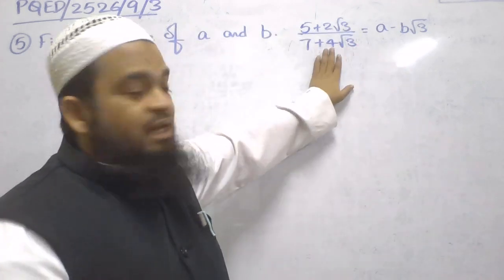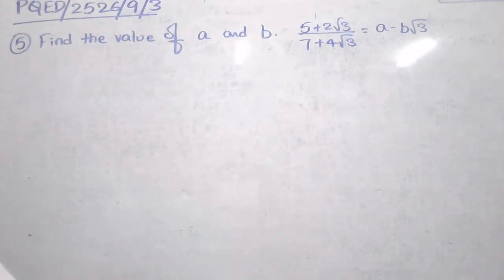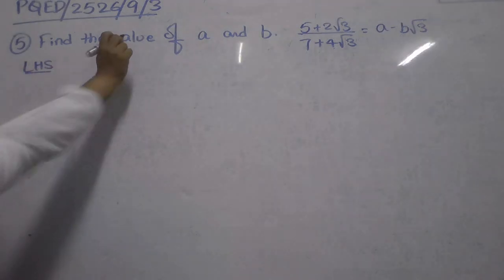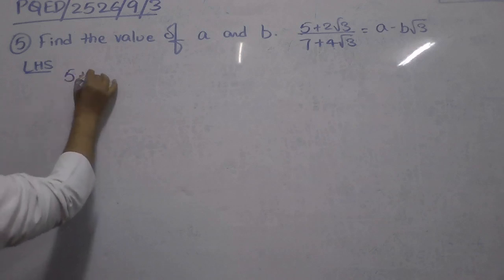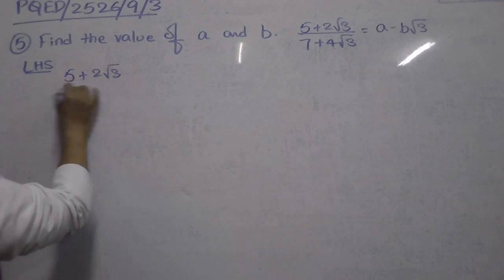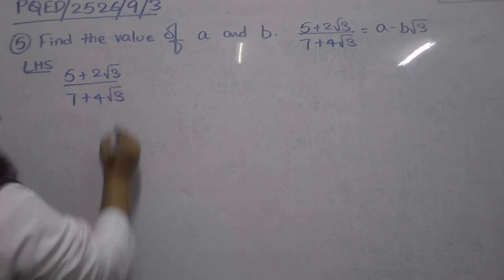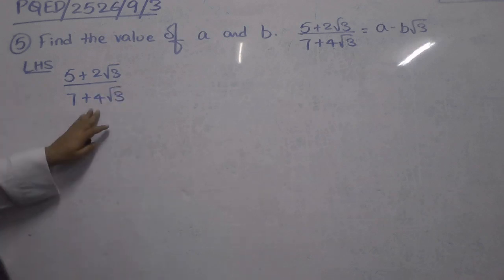So first take the left hand side. So what is the left hand side, my dear students? Left hand side is 5 plus 2 root 3 divided by 7 plus 4 root 3. So in order to rationalize the denominator, what are you supposed to do?